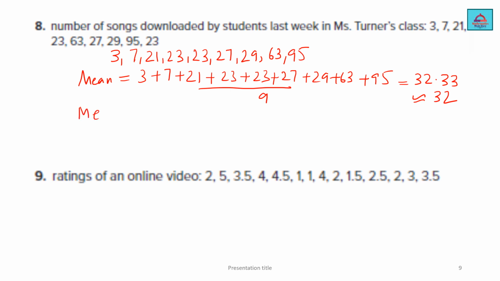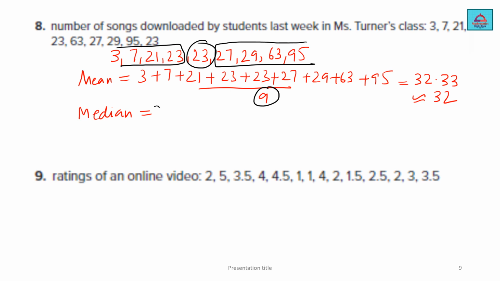Then you have the median. Median is the middle term. So here, because the number of terms is odd, it's 9, you can group in 4 and in a group of 4. So the middle term is unique. So the median is 23. Also, if you look carefully, the mode is the same because 23 is repeated 2 times. Okay, let's do the last one.